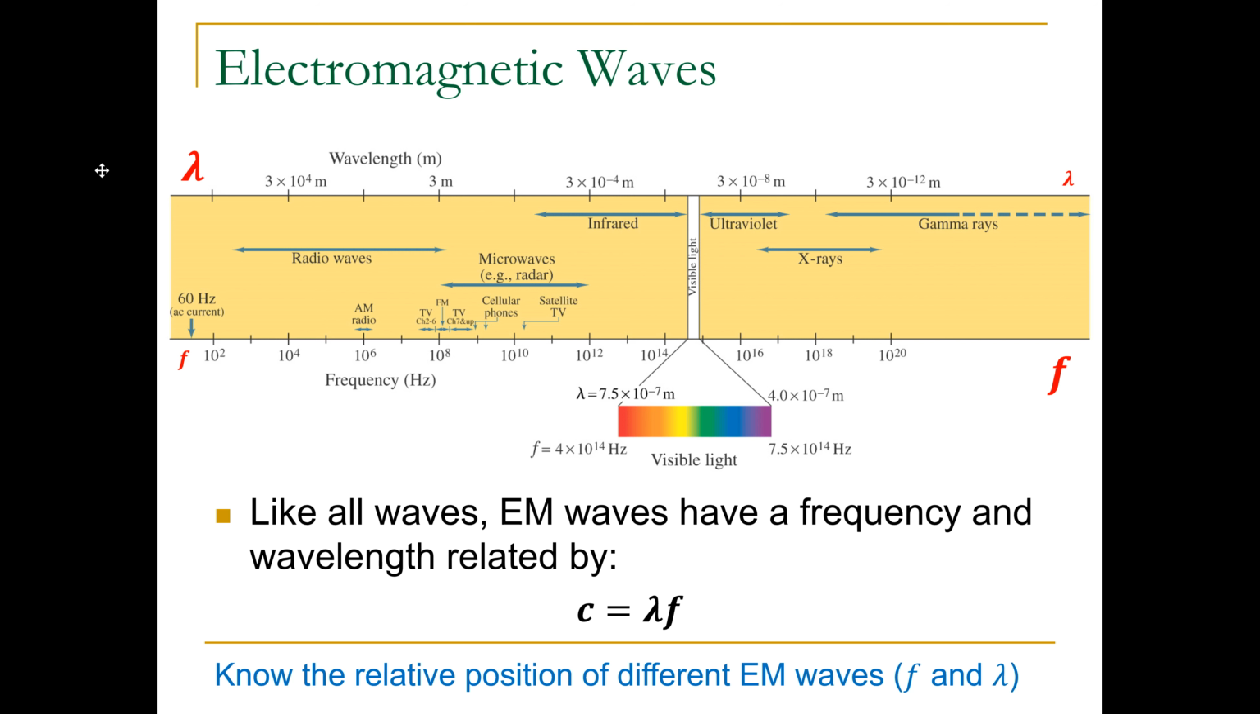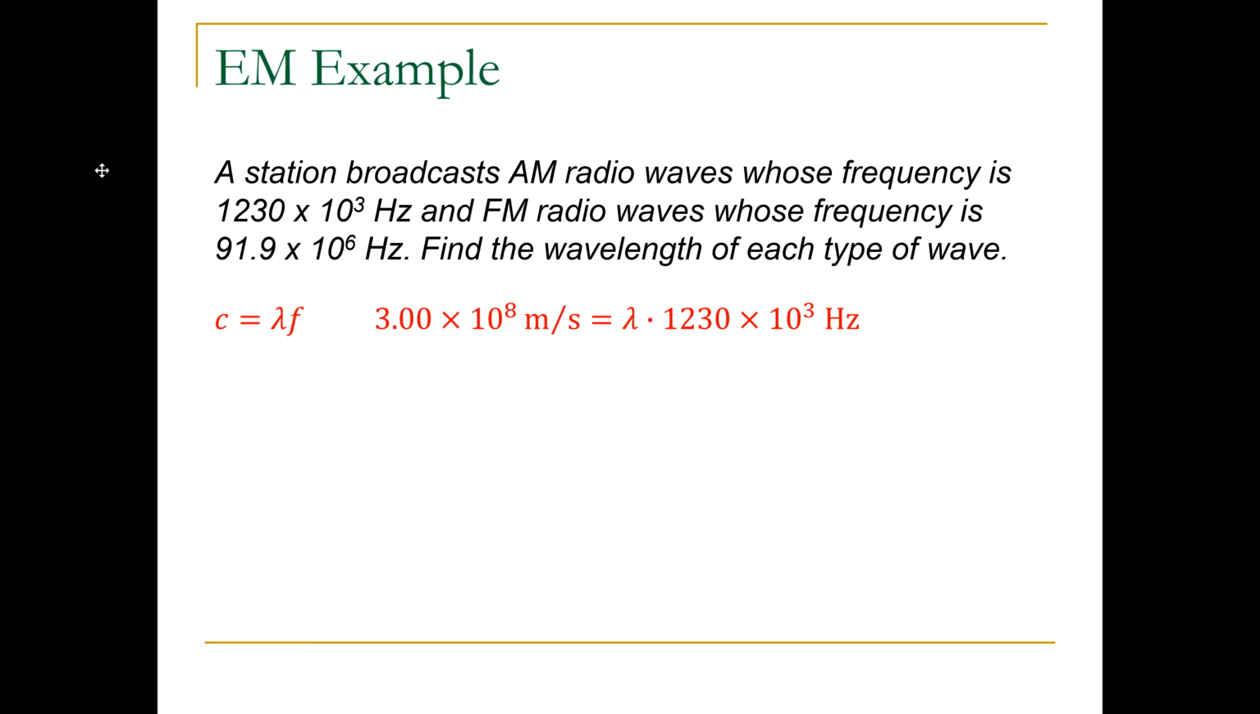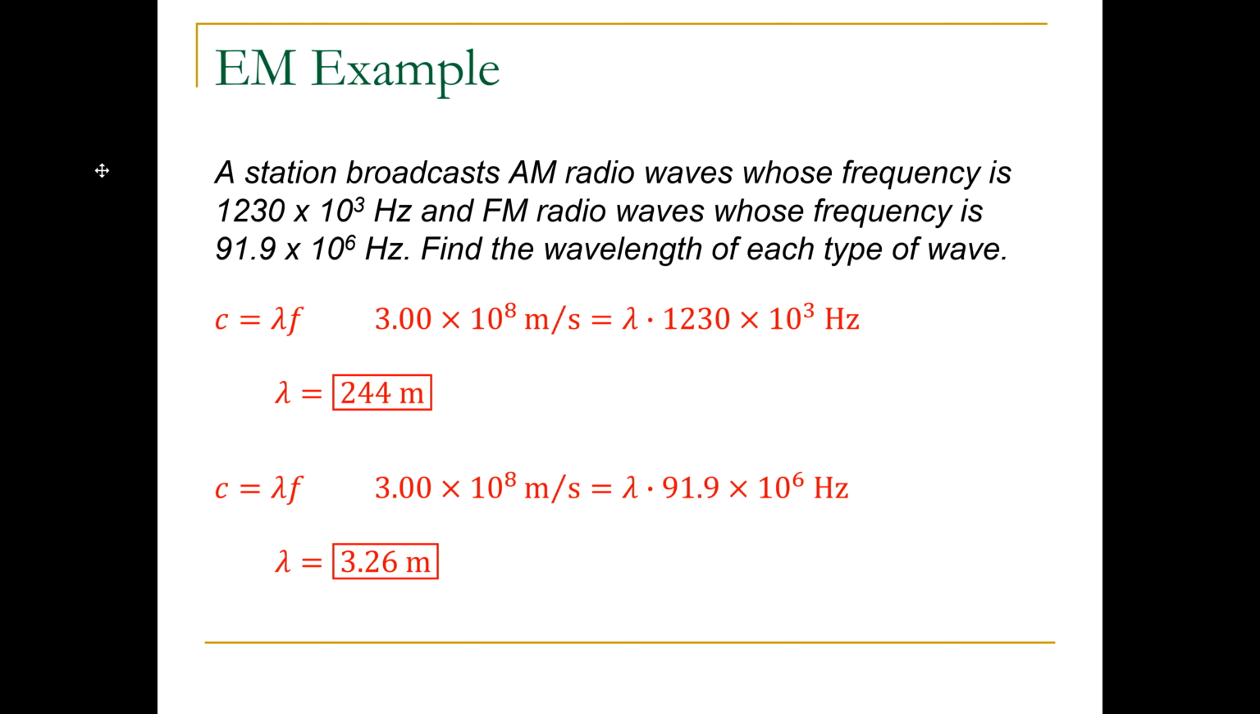So for the AM radio waves, I'm using my wave equation with the velocity as c. And solving, we get 244 meters. For the FM radio waves, same process. And I can see that it's a smaller wavelength, which makes sense because the FM radio waves have a higher frequency.